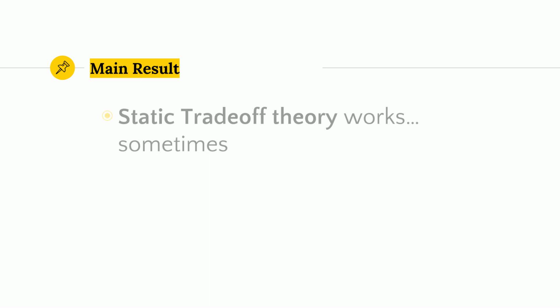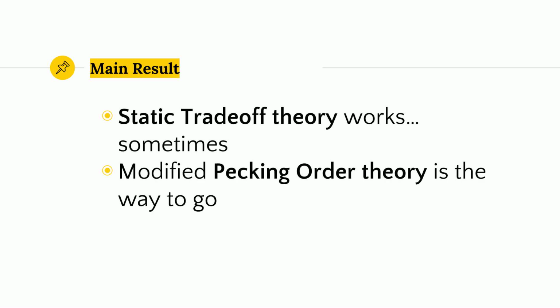So the main result, he basically says, okay, there are these 2 theories which have been dominating the literature. These are static trade-off and pecking order. Static trade-off theory doesn't really work that well, he thinks. He says it works to some extent, but it has an unacceptably low R squared, and actual debt ratios vary much more across what we thought were similar firms.